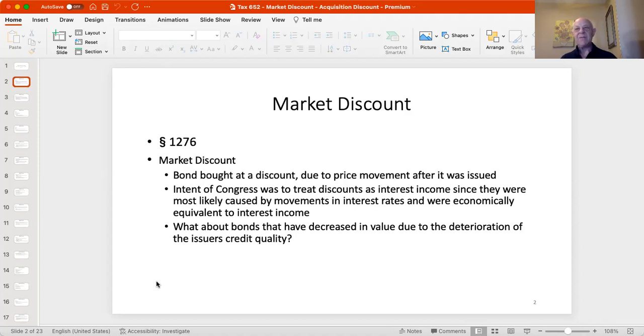Now, what if we have an issuer that was in good credit standing when it issued the bond? So it issues the bond at 5%, interest rates are 5%.